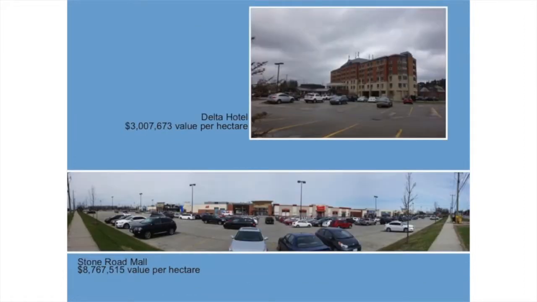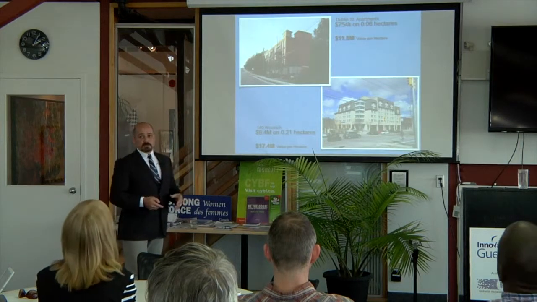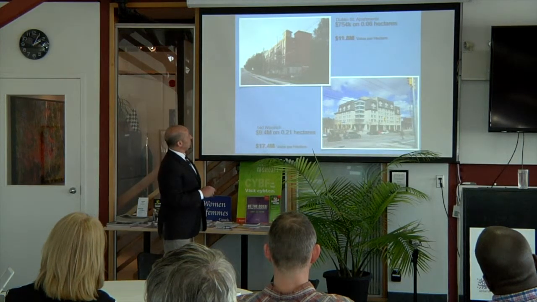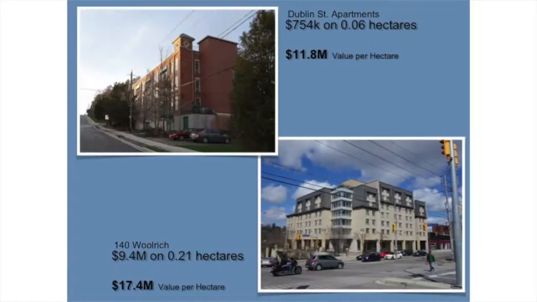Stone Road Mall is really potent, let's say about $9 million a hectare. It's actually one of the most high-value malls that we have in our entire sample of our collection. When you get in the downtown, the numbers really jump up. This is a converted factory to apartments at $12 million.